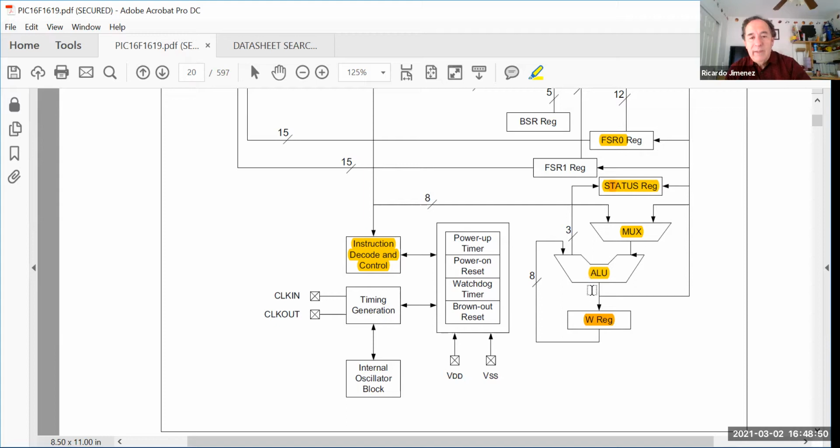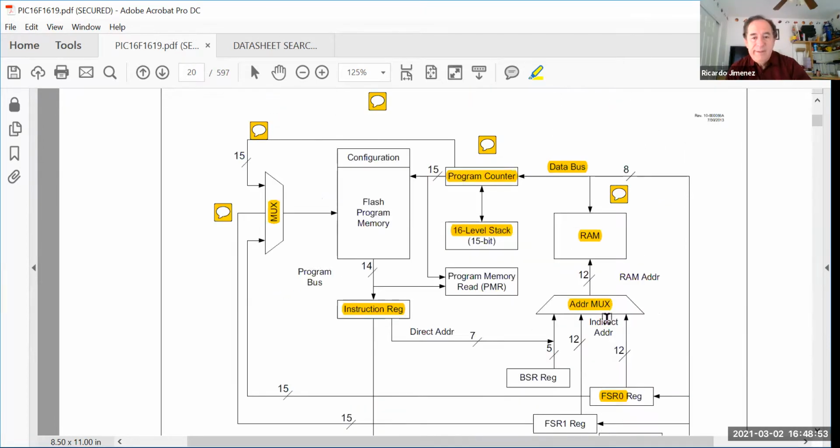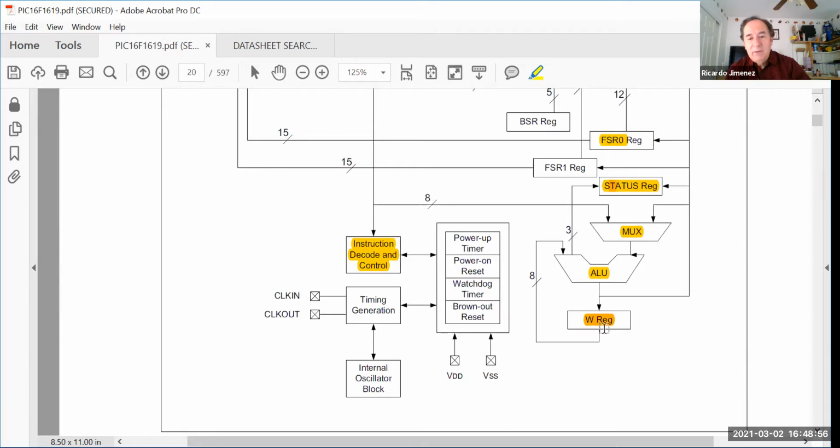The heart of every microcomputer is the working register. You see it there, WREG, working register. In the previous micros from Intel, they used to call it the accumulator or ACC. But Microchip decided to call it W, the working register, okay? Many people complain about that, and they were saying in those days, why did you call it W? Why don't you call it like the other ones, ACC?